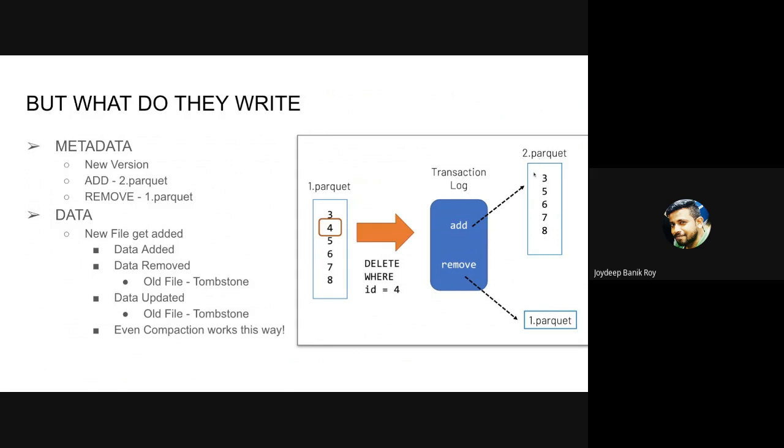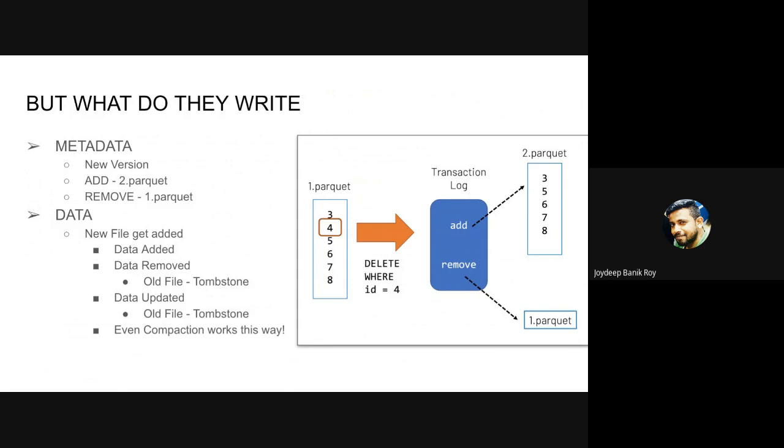Okay. And this file 2.parquet, which they're saying, this will be marked for add. And 1.parquet will be marked for remove. But in this version, it's a new version. In the old version, 1.parquet still exists. In the new version, there is a 2.parquet, which is marked for add, and there is a 1.parquet, which is marked for remove. And this is how you do multi-version concurrency control.